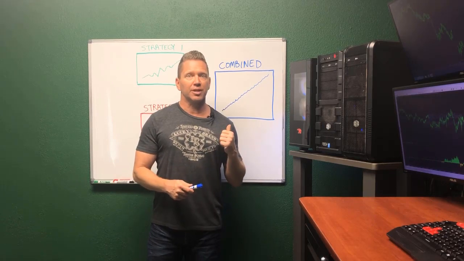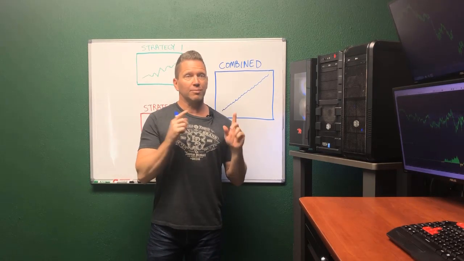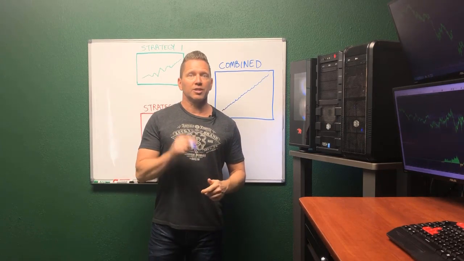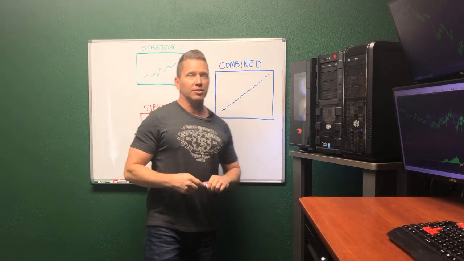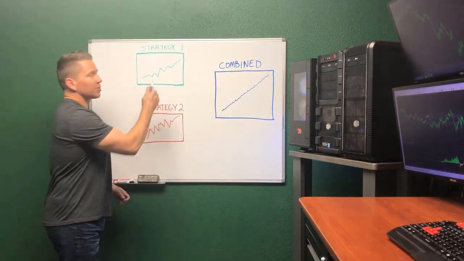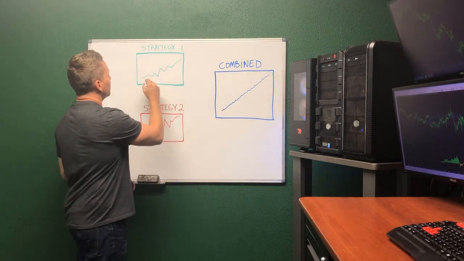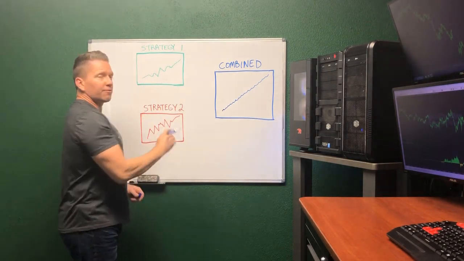I want to explain that to you now here on this whiteboard, and then I'm going to show you on my desktop so you can see exactly what I'm talking about. We're going to talk about exhaust and reverse, 1 minute and 5 minutes. So you see the first strategy here, we talked about this yesterday, exhaust and reverse, 1 minute chart, and it has a different equity curve than the 5 minute version.